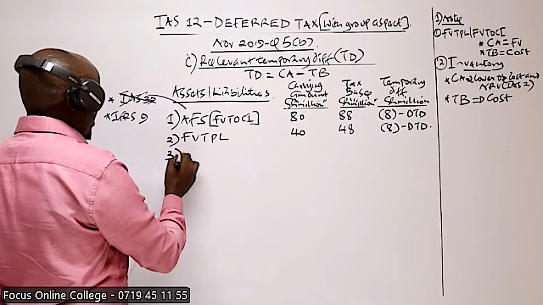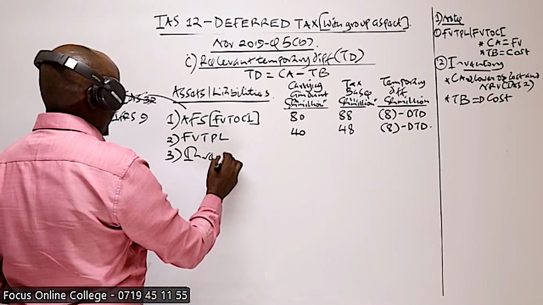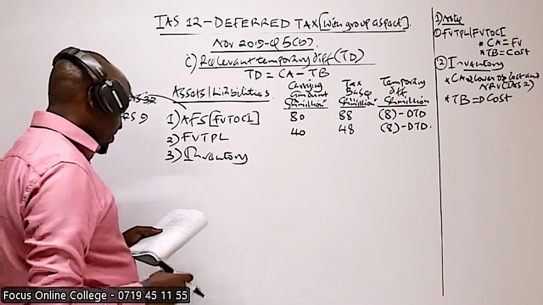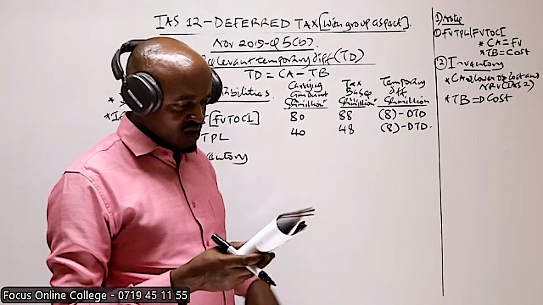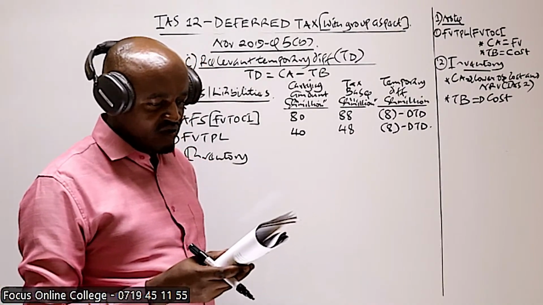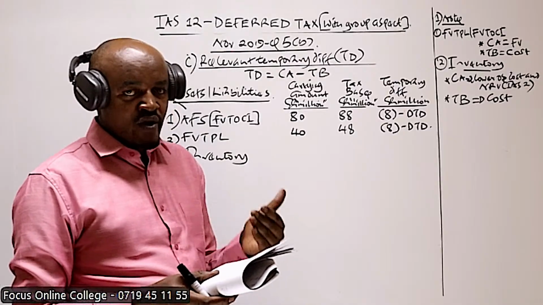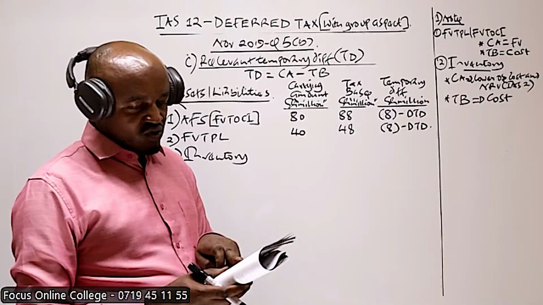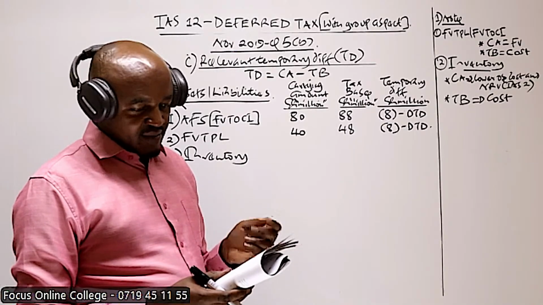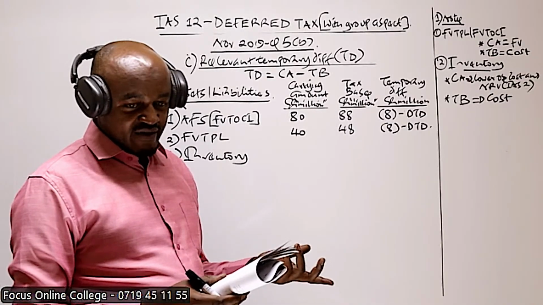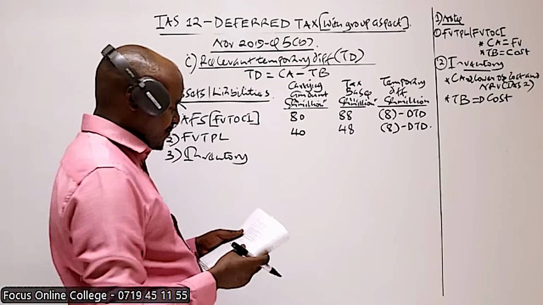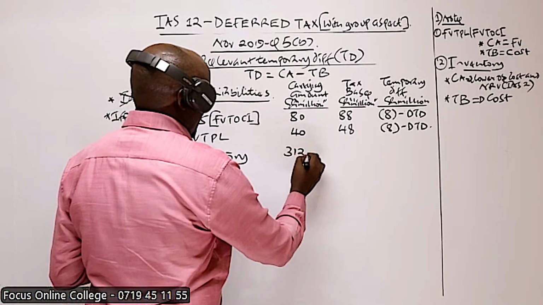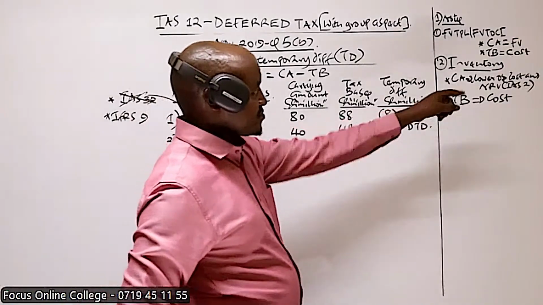So here we need to have the inventory. Basically, we are told in note number 2, the inventory is shown at the lower of the cost and net realizable value, in the balance sheet, in the statement of financial position. The cost is 32. Net realizable value is 31.20. So we take the figure which is lower, which is basically 31.20. That is the carrying amount.